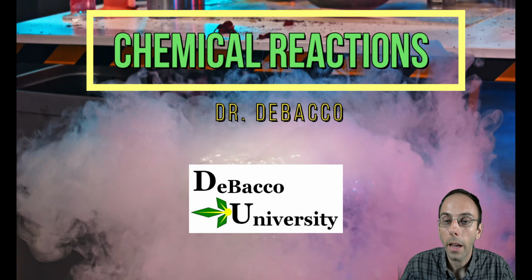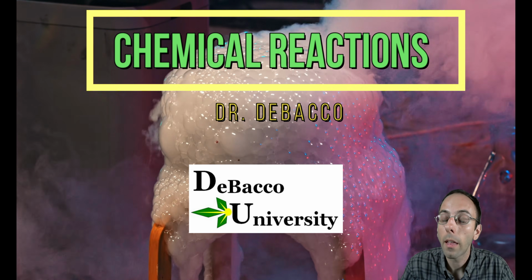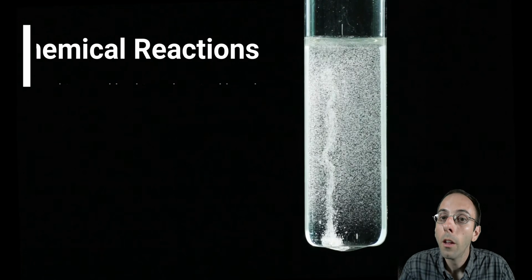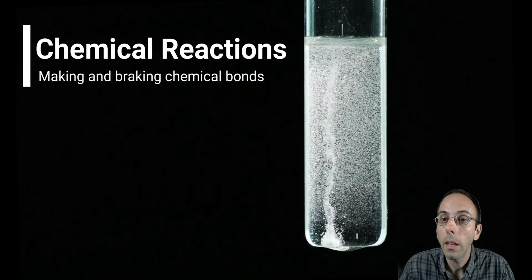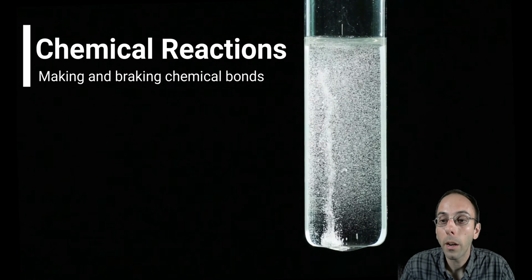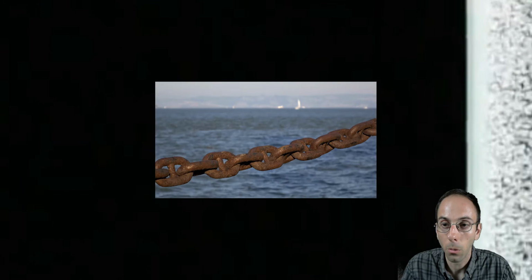Now we have chemical reactions occurring. So what do we look at when we look at chemical reactions? Well, this has a lot to do with bonds and potentially the shape of those molecules. A chemical reaction is defined as making and breaking chemical bonds. Those bonds we were just talking about, making and breaking those, we see here with the bubbles forming. That is an example of a chemical reaction.